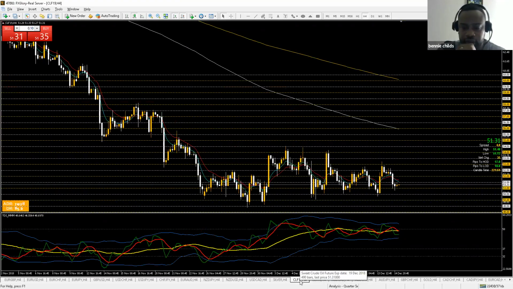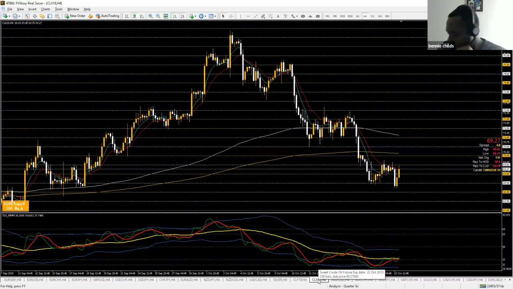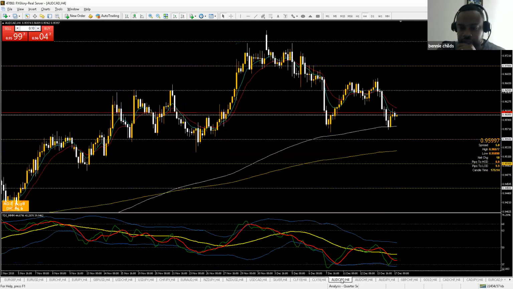Let's take a look. This is the sweet crude oil. Not a very apparent reversal pattern for me, so I would leave that one alone. Same thing with this crude oil pair. I would just leave that one alone for right now. Let's take a look at the Aussie CAD. Yeah, we really don't have anything on Aussie CAD right now.